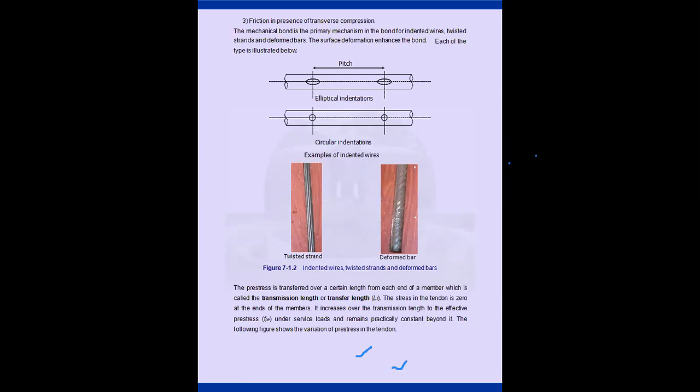There are usually three different types of wires which we are going to use for pre-stressing, for pre-tensioning. What are they? The first one is indented wires. The second one is twisted strands. And the third one is deformed bars. These are the three different types which you are going to use for pre-stressing of pre-tensioned members. Indented wires. What do you mean by indented wires? I will show you a picture of how indented wires look.